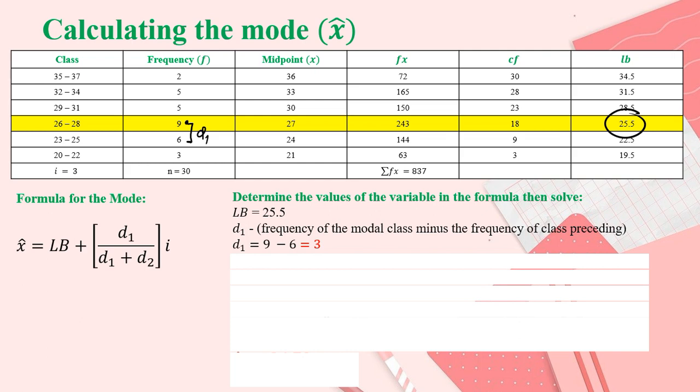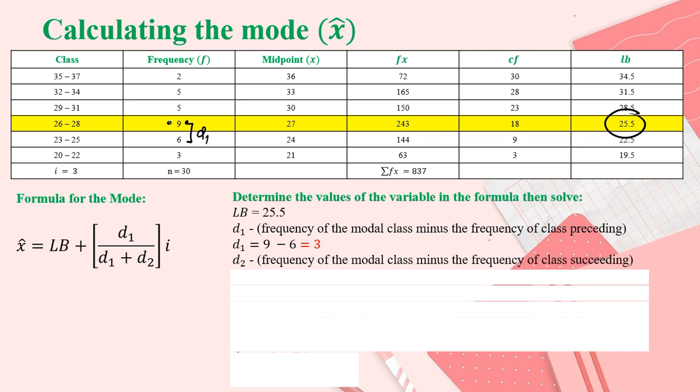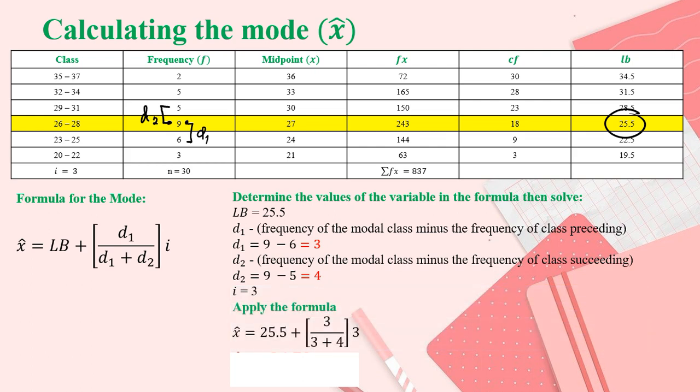And then after that, si D sub 2 naman po, same pa din. Dito ka pa rin titingin sa frequency mo. Ima-minus mo naman po siya sa higher class niya po. Okay? So, we have 9 minus 5, which is equal to 4. And then, of course, our I is 3. So, substituted in our formula po, we have 25.5 plus 3 divided by 3 plus 4, wherein that is our D sub 1 plus D sub 2 multiplied by 3.